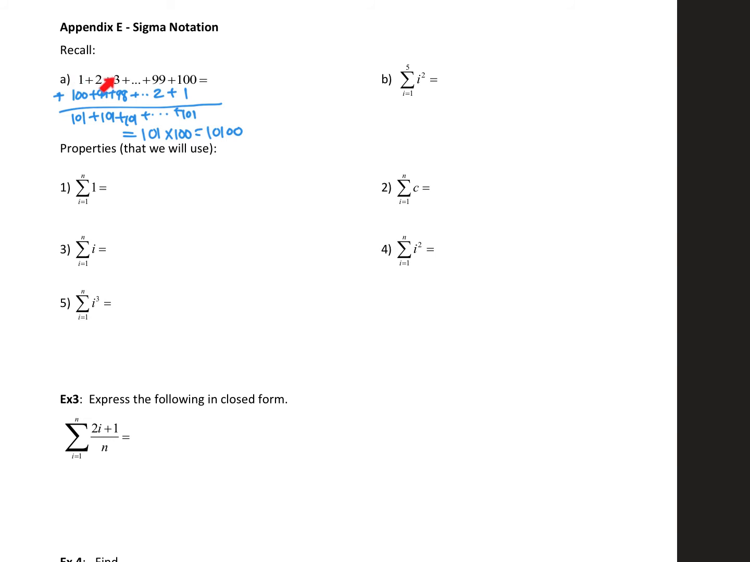That's if I'm adding 1 through 100 twice, right? So I can divide that by 2, and I get 5050. So if you add 1 through 100, the answer you get is 5050. That's the little shortcut. Here, let's look at B.